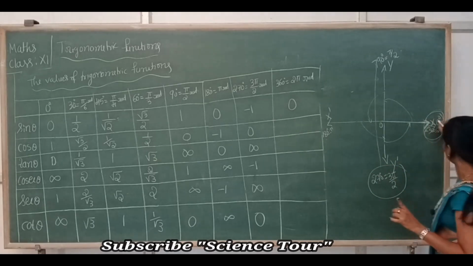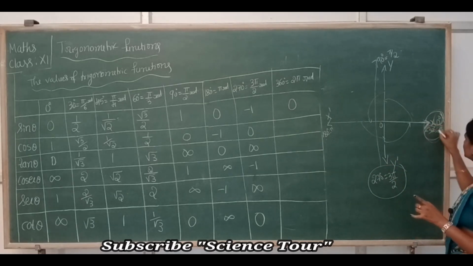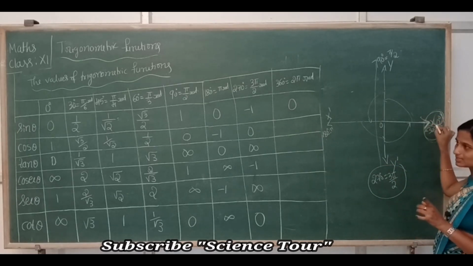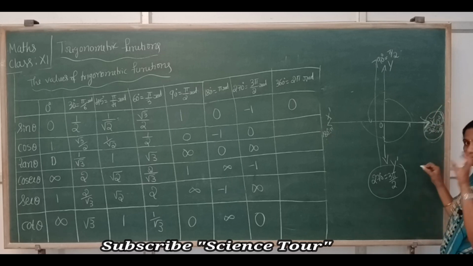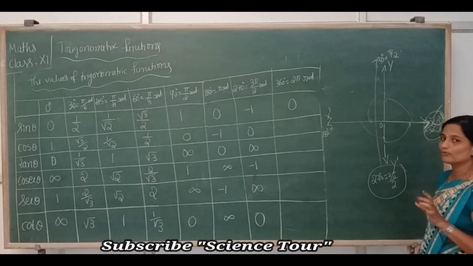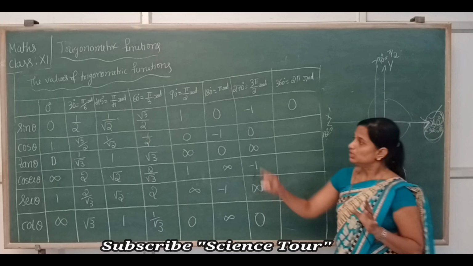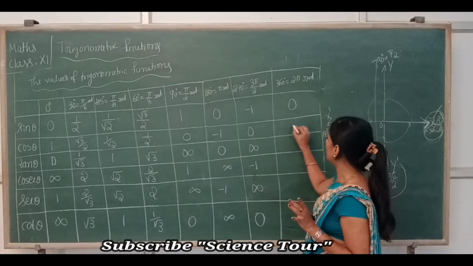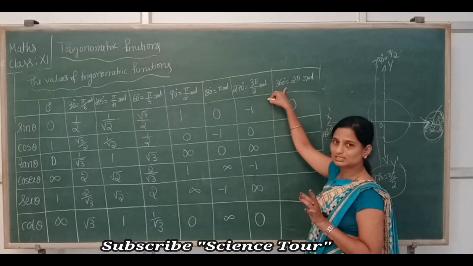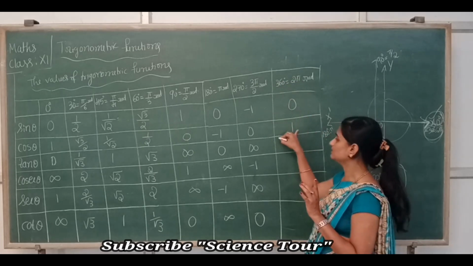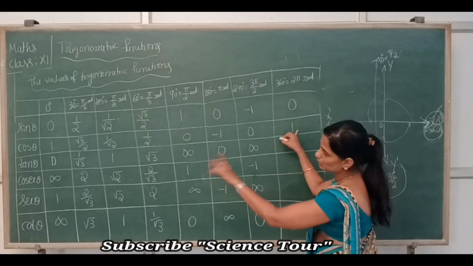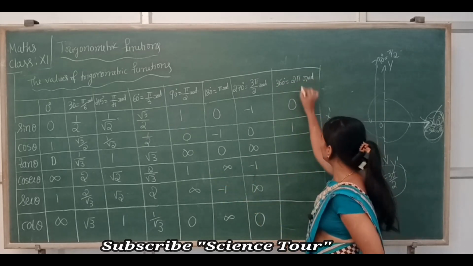No. Because 0 and 360 are on the positive x-axis. Whatever value of 0 you take, it is the same for 360 degrees. So cos 0 is 1. What is cos 360, or 2 pi radian? It is 1. Tan 0 is 0. What is tan 2 pi?